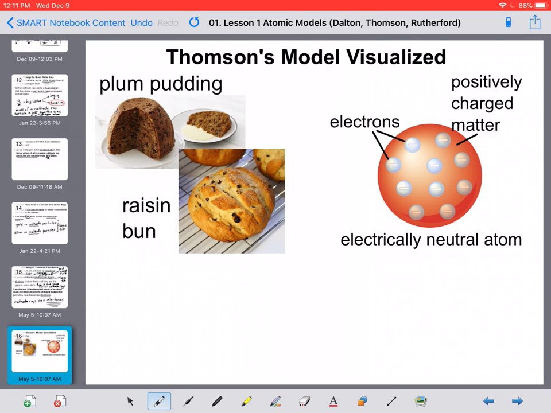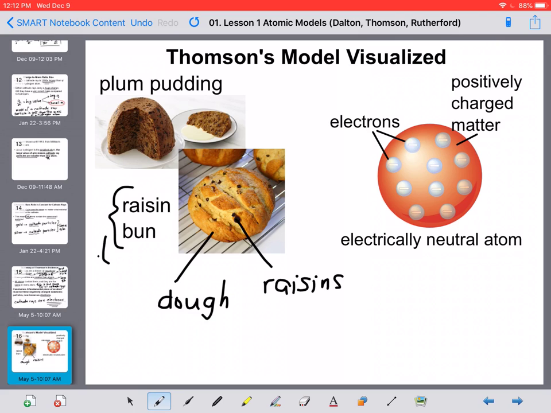Okay, last thing we have to look at. So how did Thomson actually visualize the atom now that he's discovered the electron? So sometimes you might hear this called the plum pudding or the raisin bun model. If you look at this raisin bun here, we have a bunch of dough, and embedded in that dough we have raisins. Thomson pictured the raisin bun as a whole to be like the atom. The dough he pictured to be positively charged, and the raisins he pictured to be the negatively charged electrons.